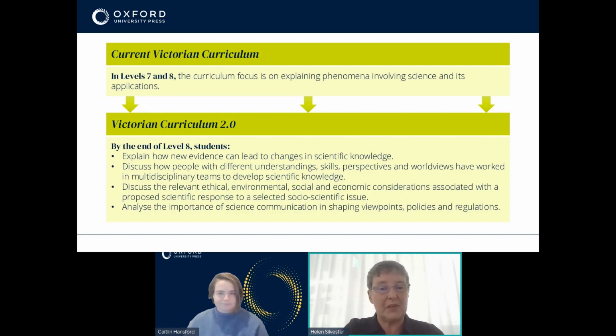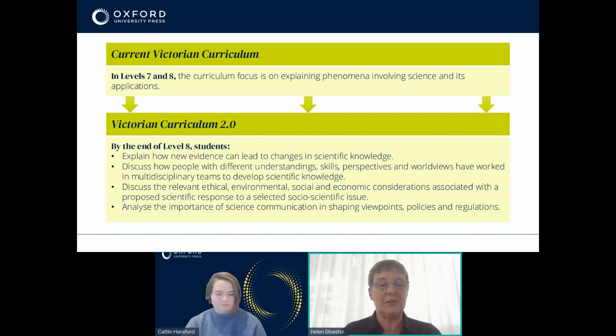So, for example, if we look at some of the examples here: explain how new evidence can lead to changes going forward, how people with different understandings work together in multidisciplinary teams, using relevant ethical, environmental, social, and economic considerations, and the socio-scientific issues. So how can we use our scientific understanding to make decisions in the future about what sort of society we want? And also the importance of being able to communicate your viewpoints, policies, and regulations.